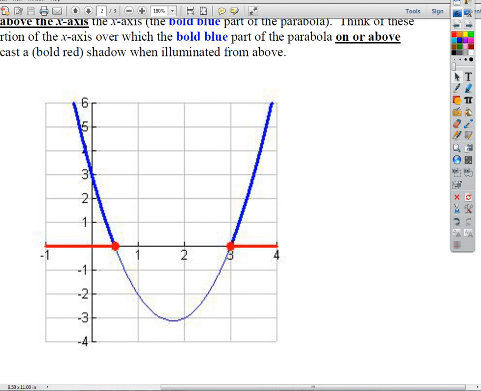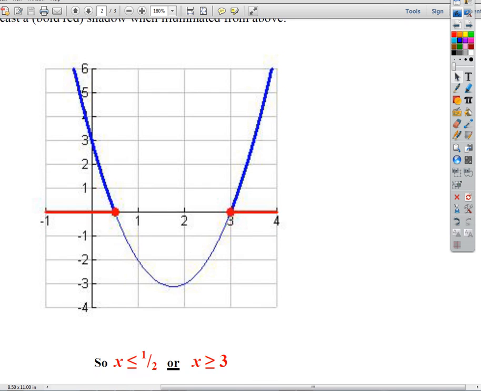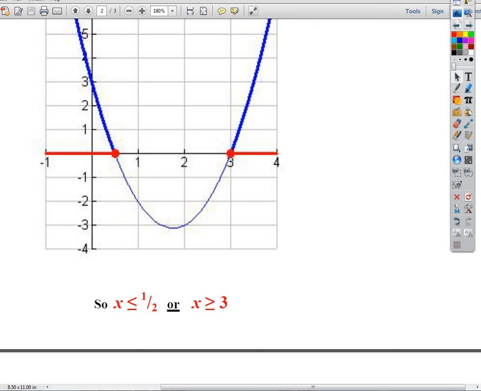Or the other way of thinking about it is, what if I were to shine flashlights from above and below? Where would the shaded part of the parabola make a shadow? Well, if I shined it straight down in this case, wouldn't the shadow be out on the sides? Right? And so my answer in this case is going to be an or situation because I've got 2 separate intervals, like the oars on a boat. Either x is going to be less than or equal to whatever that x-intercept ended up being, 1/2, or x is going to be greater than or equal to this x-intercept, right?